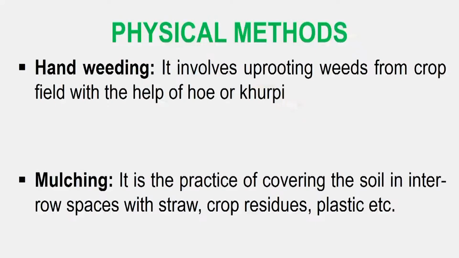There is another method called mulching. Here it is the practice of covering the soil in the inter-row spaces with straw, crop residue as well as plastic and other types of material. So with the help of mulching we can suppress the various types of weeds that can grow in the inter-row spaces of the crop.